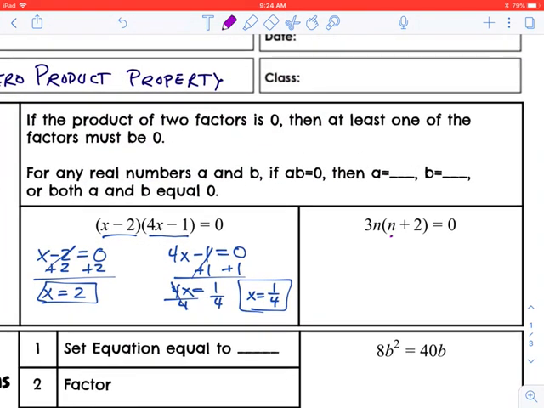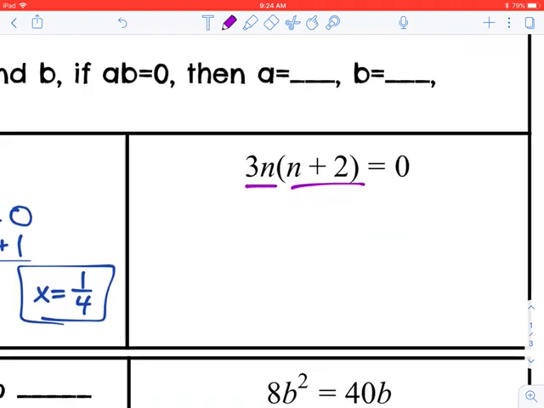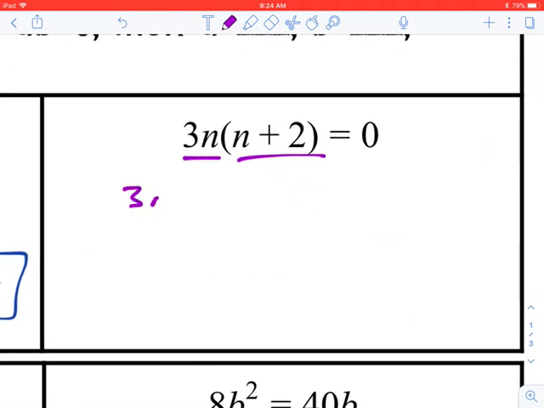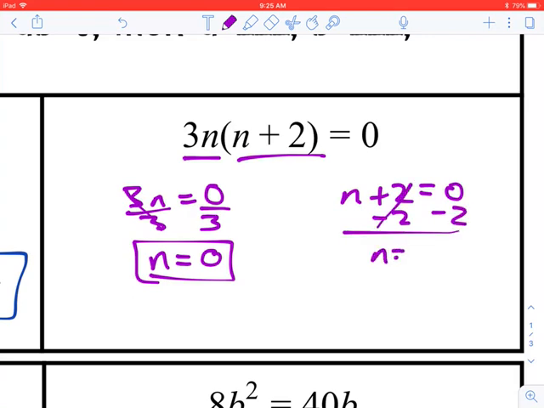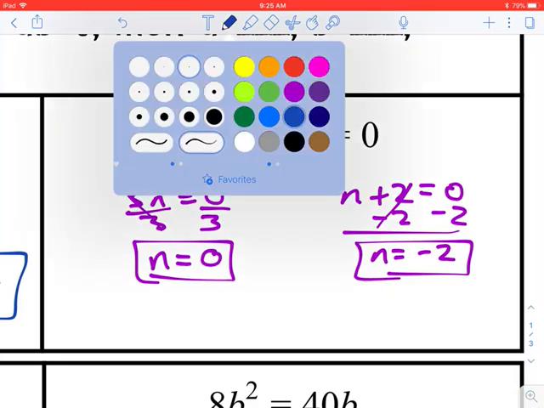That goes the same way for this second one. Instead of two parentheses, I've got something on the outside and the parentheses. So 3n equals 0. n plus 2 equals 0. In this case, when I divide by 3, 0 divided by anything is 0. And then when I subtract 2, I get n equals negative 2. There's my two answers.